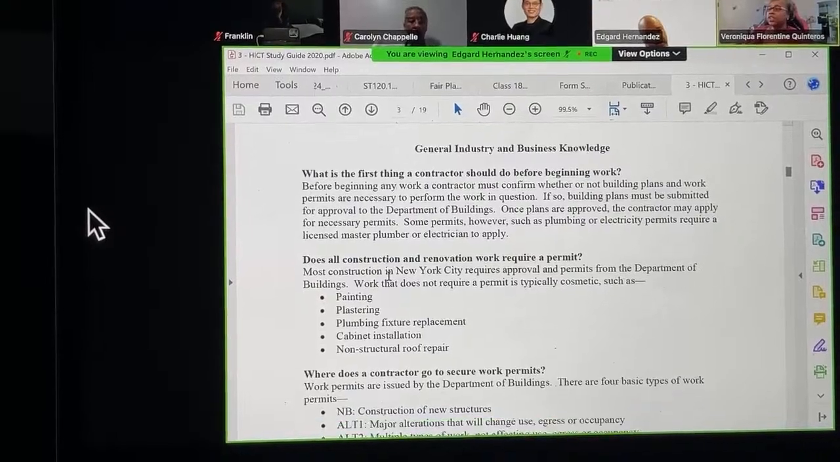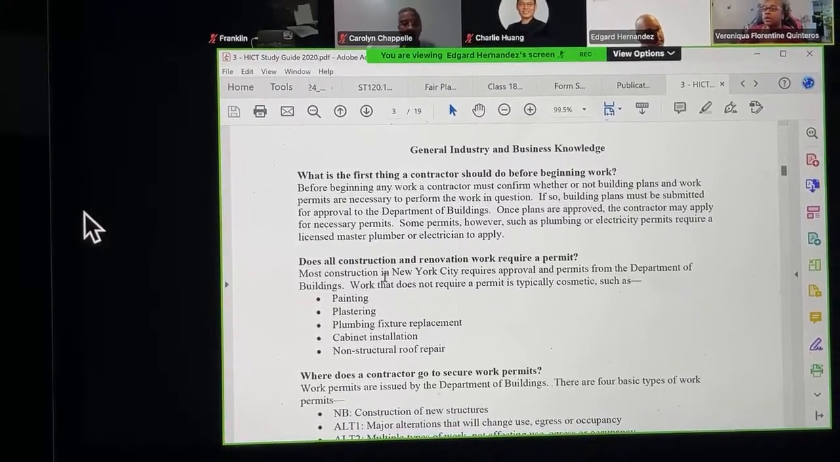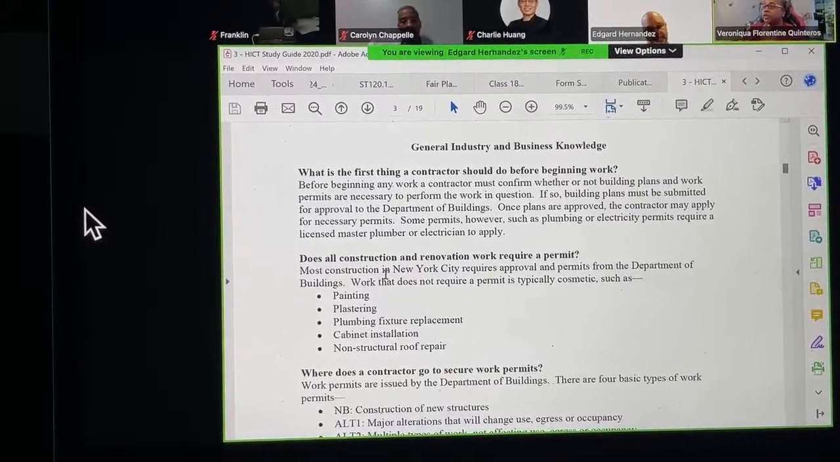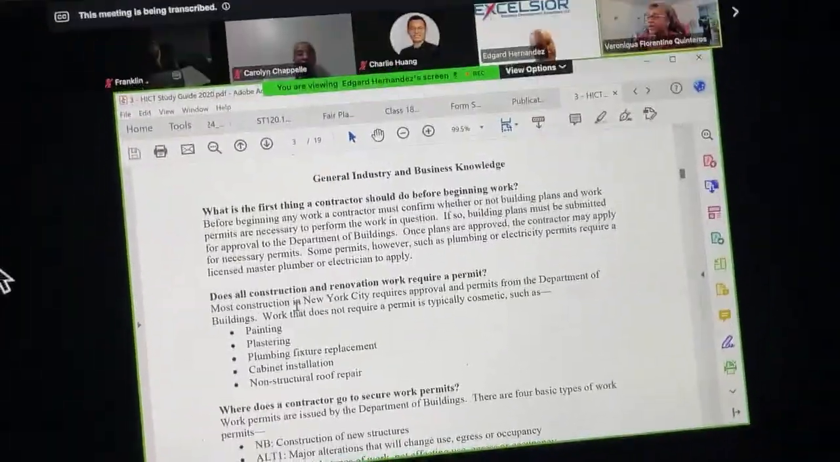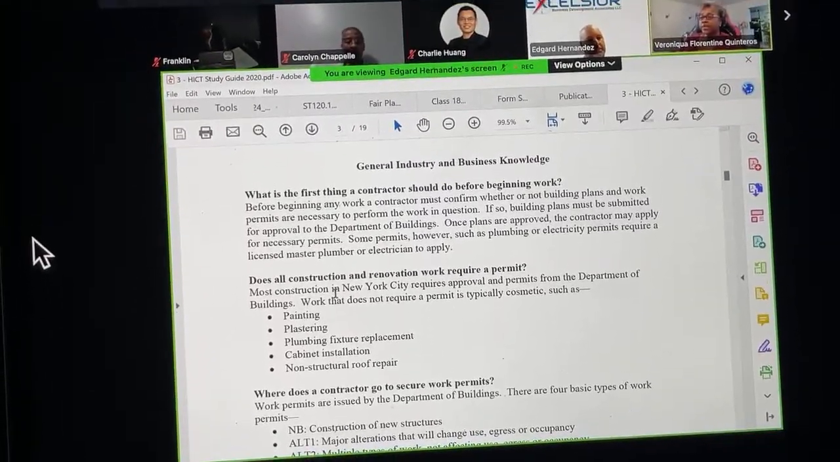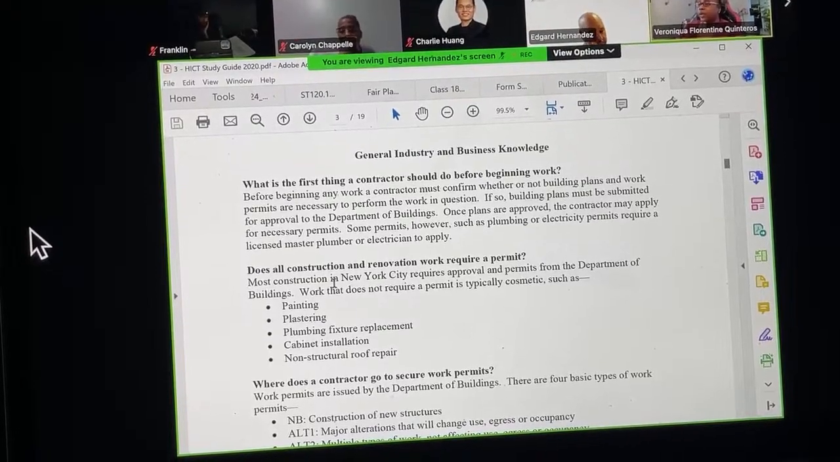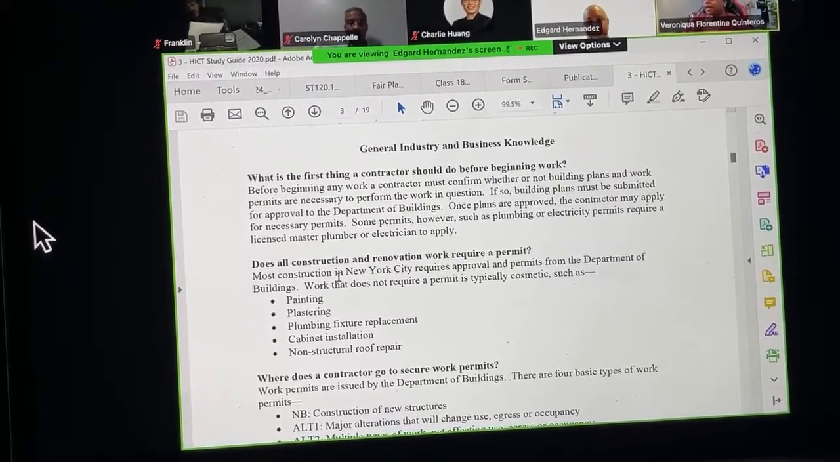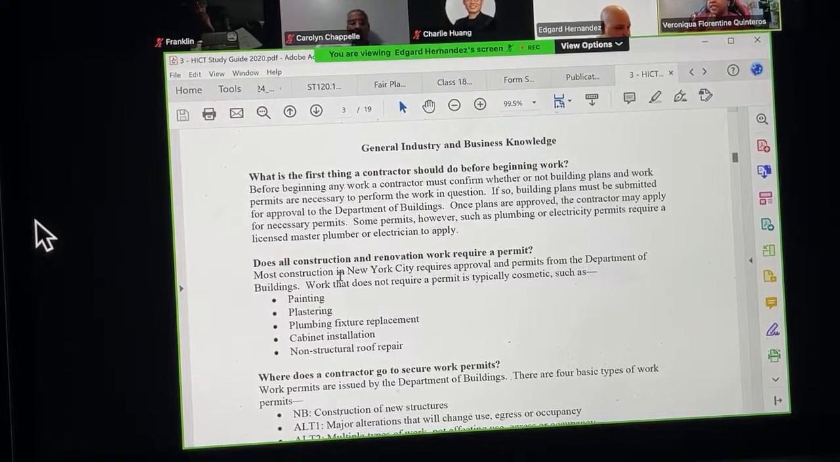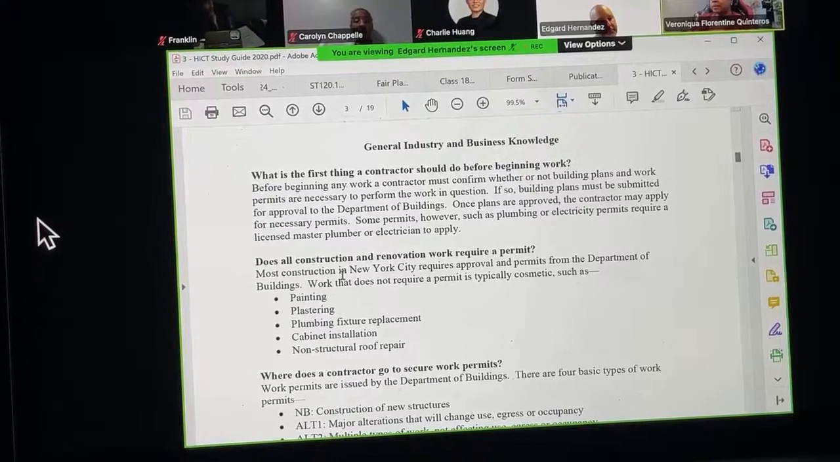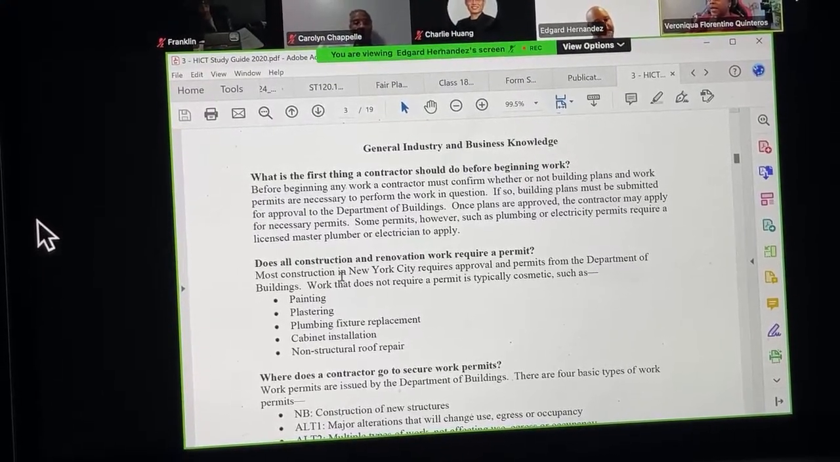Okay. General industry and business knowledge. What is the first thing a contractor should do before beginning work? Before beginning any work, a contractor must confirm whether or not building plans and work permits are necessary to perform the work in question. If so, building plans must be submitted for approval to the Department of Buildings. Once plans are approved, the contractor may apply for necessary permits. Some permits, however, such as plumbing or electricity permits, require a licensed master plumber or electrician to apply.